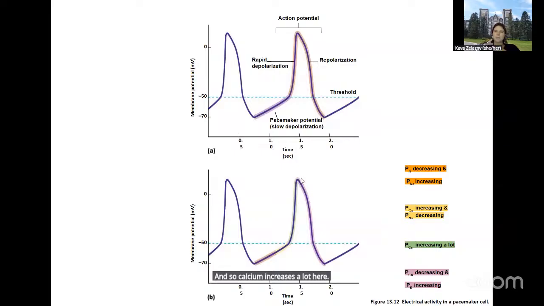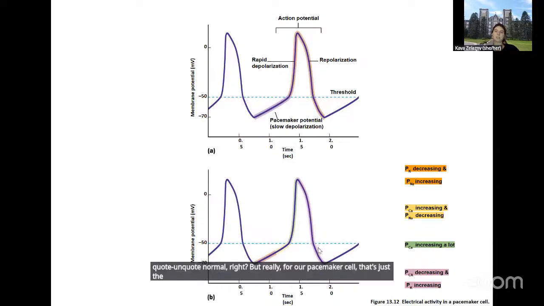Okay. So then as we repolarize, we can see that that is due to the calcium channels closing, right? So that permeability to calcium is decreasing here, right? And we are opening back up those potassium channels, right? So potassium is now leaving the cell again. So it's escaping, pulling us back down to quote unquote normal, right? But really for our pacemaker cell, that's just the valley, that's just the dip. It's not like we sit here for a long time, right?